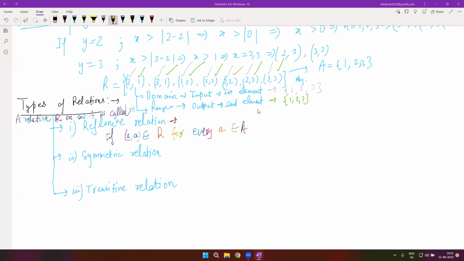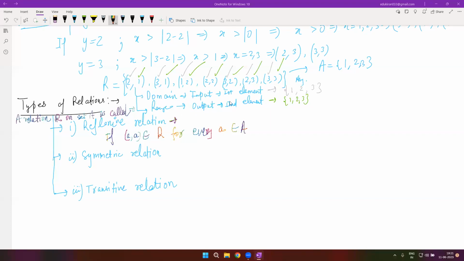Yeah. So for every small a belongs to capital A, your A comma A belongs to R. So in this example, let's say for the set capital A 1 comma 2 comma 3, if you are writing a relation and that relation contains 1 comma 1, 2 comma 2 and 3 comma 3, every element is connected to itself inside that relation, so we will say that particular relation is a reflexive relation, right? We'll understand it by this example only.